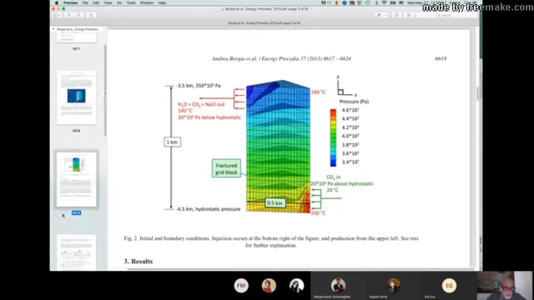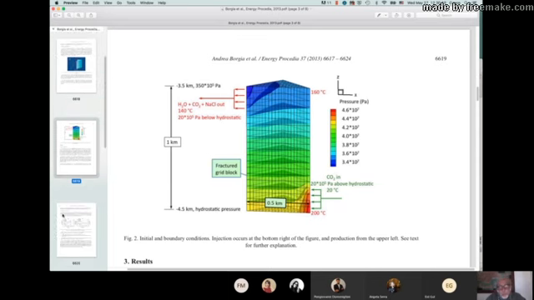Now, in addition, each of these cells is split up into matrix and fractures. So each of these cells has a matrix and a fracture. The matrix has porosity, and the permeability is only related to the porosity, while in the fracture cell, the permeability is only related to the fracture. And of course, the permeability of the fracture is larger than the permeability of the matrix.